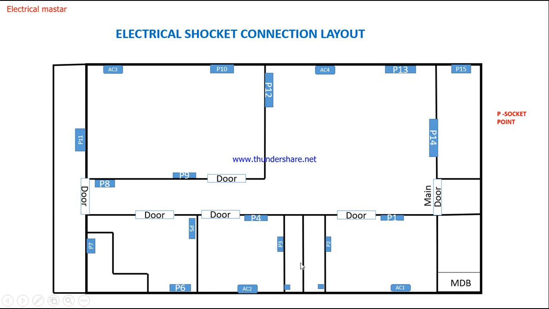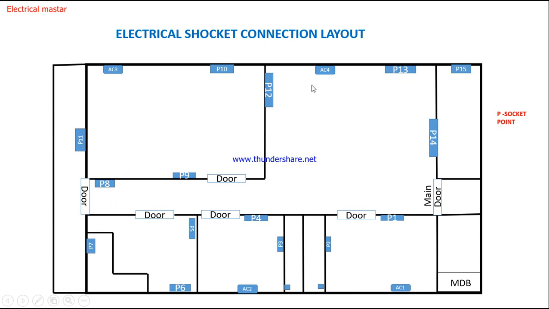And these are the attached bathrooms. In the attached bathroom we give only a power socket for the geyser, which is a water heater. Similarly in the kitchen we give 3 power sockets, and in another room we give 2 power sockets and 1 AC. In the hall we give 1 AC and 3 power sockets, at the main door 1 power socket, at the exit door 1 power socket, and in the corridor 1 power socket.